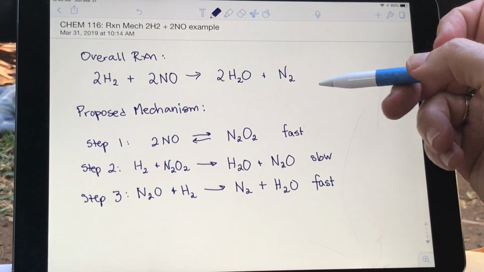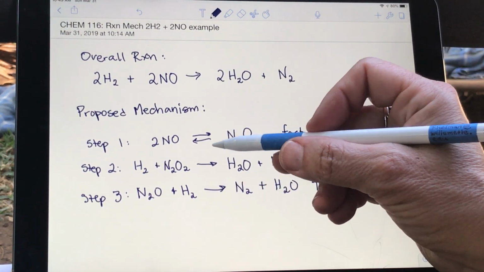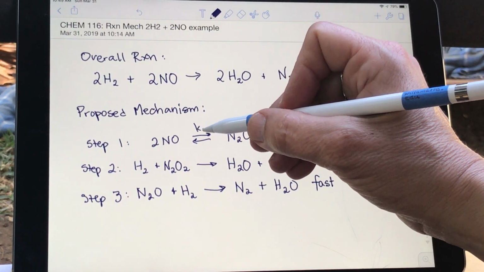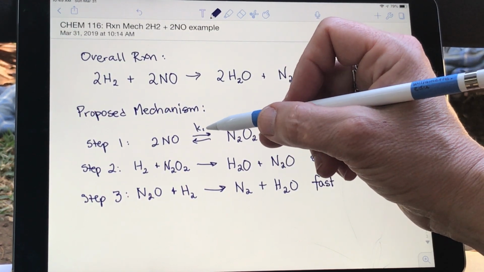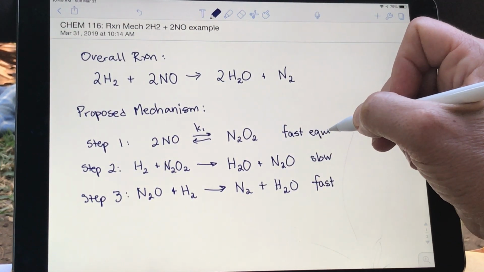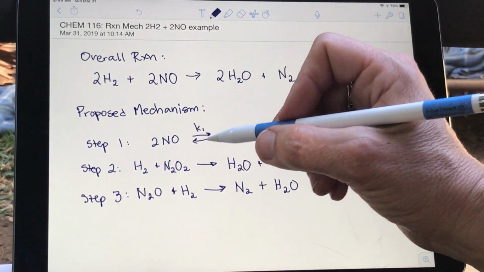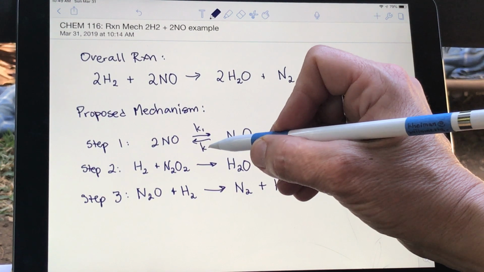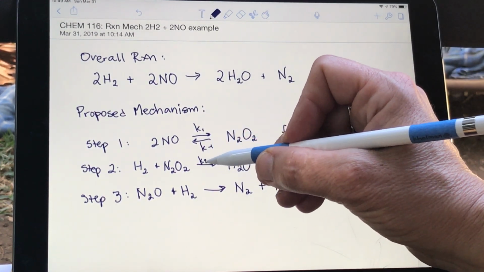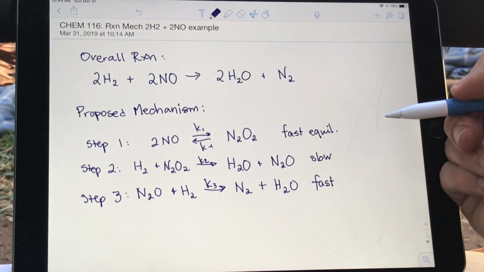Okay. I also wanted to include, since we're already writing out these steps, that each one of these has a rate constant associated with it. So step 1 we'll call k1, and the reverse, since this is a fast equilibrium, we can tell it's an equilibrium because of the back and forth arrows, is k-1. This is step 2, so this rate constant is k2. Step 3, it's k3.